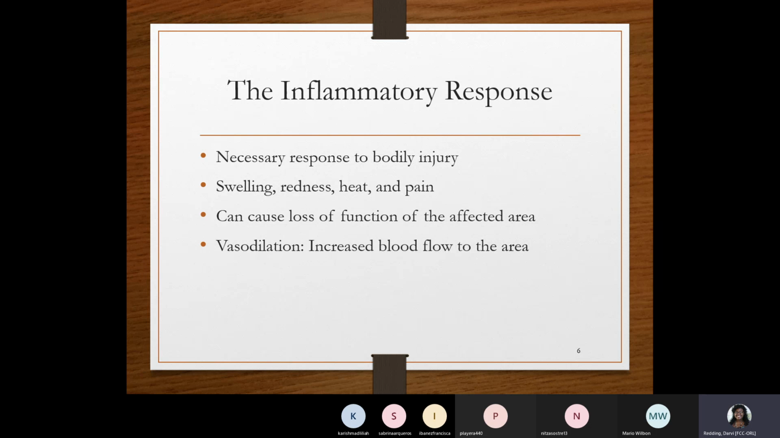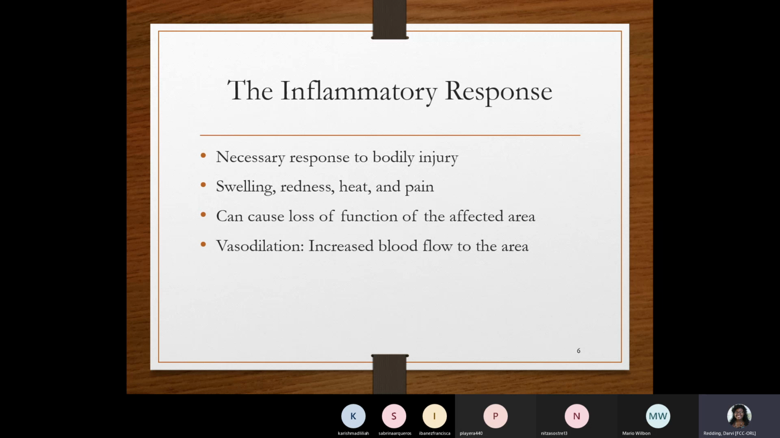And so in learning about the different types of immunity, we'll next learn about the inflammatory response, as I was trying to give some examples of that. So the inflammatory response is a necessary response to bodily injury. And so some of the side effects of inflammation would include swelling, redness, heat, and pain. And with the inflammatory response, it can cause loss of function of the affected area.